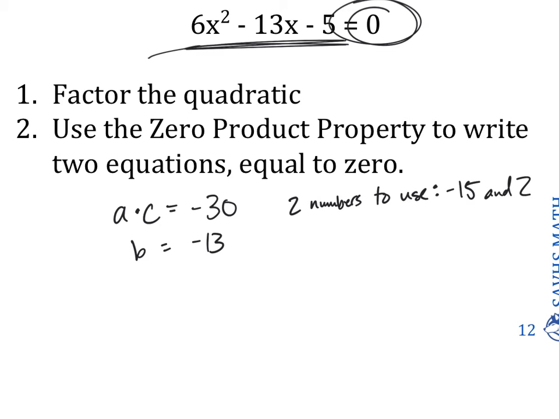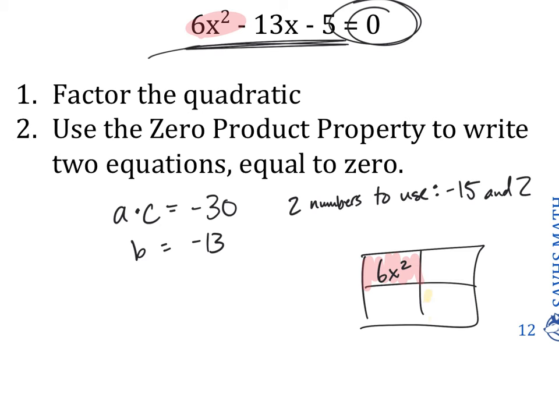Okay, so in the box method, I'm going to have my 6x squared right here. I'm going to have my negative 5 here, and I'm going to have a negative 15x here and a 2x here. Remember, these are what I use to make sure I get this in these two boxes when you add them together.